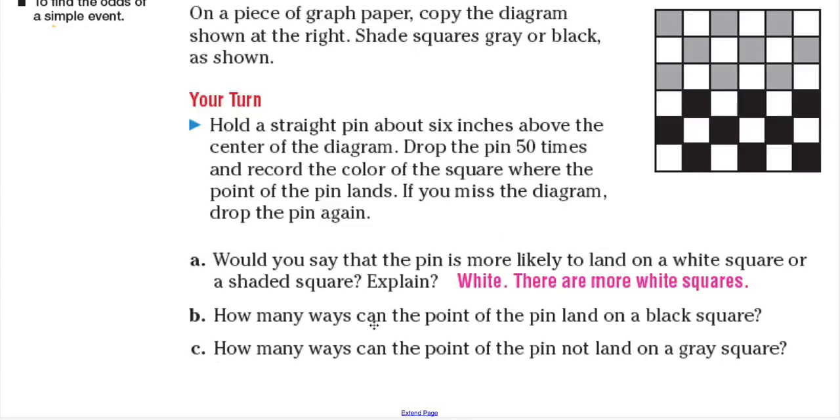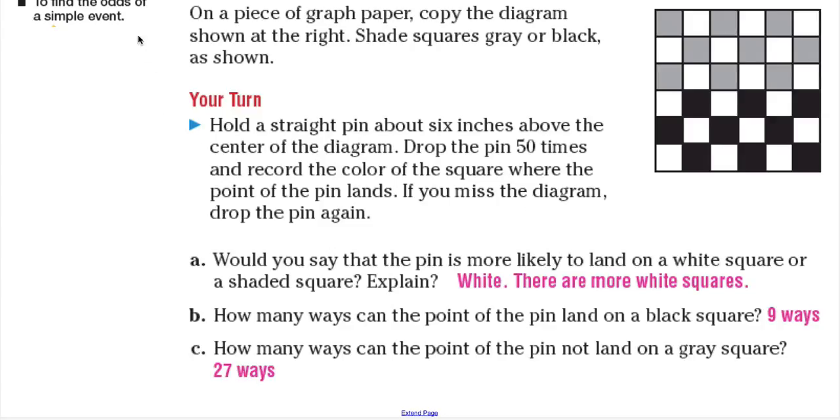Okay, how many ways can the point of the pin land on the black square? So all we need to do is count the number of black squares, and there are 9 ways. Okay, how many ways can the point of the pin not land on the gray square? That means it can land on the black square or the white square. There are 9 black squares and 18 white squares. So there are 27 ways that the pin can not land on the gray square.